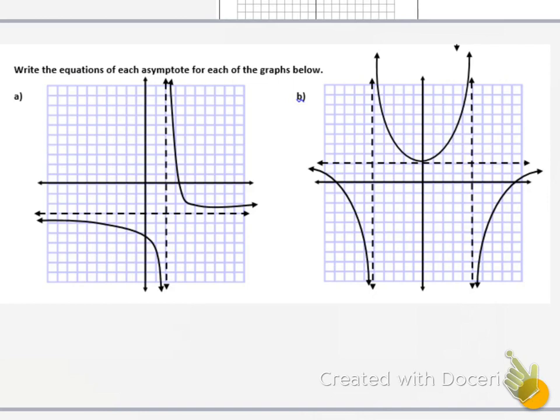Okay, write the equations of each asymptote for each graph. So remember, up and down is x equals, left to right is y equals. So we have x equals 2 and y equals negative 3. This one we have quite a few. So my up and down, I have x equals 1, 2, 3, 4, negative 5, positive 5, and y equals positive 2.